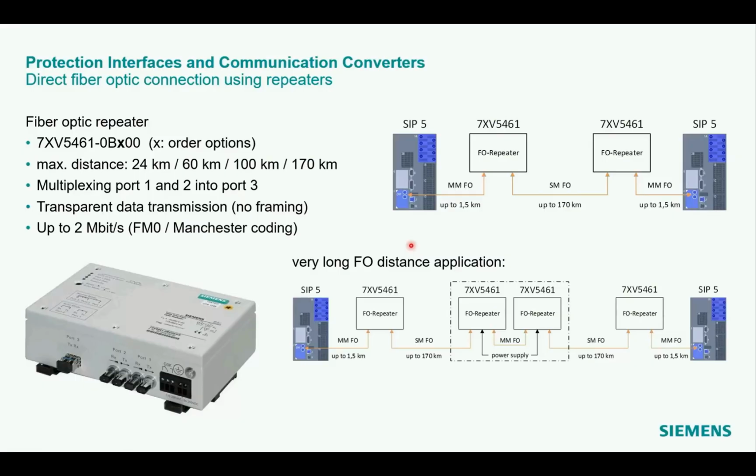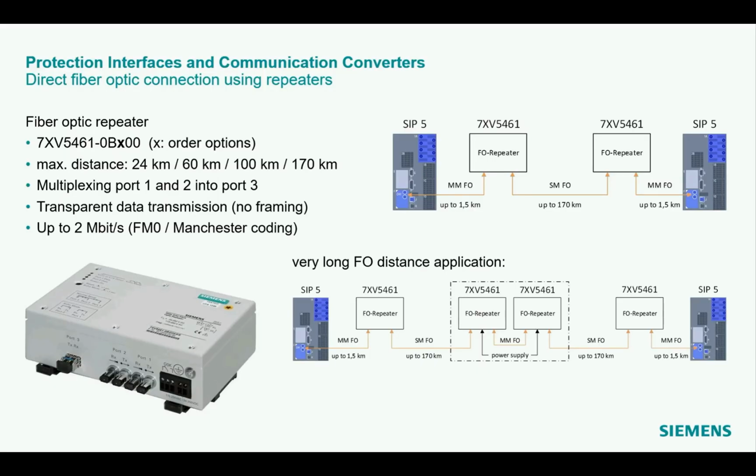Let's come to the communication converters available. If the maximum distance to be covered is higher than 100 kilometers, you can use an optical repeater to further extend this reach. The fiber optic repeater with the order code shown here has several order options. The X stands for the different types of SFPs. So the maximum distances to be covered are 24 kilometer, 60 kilometer, 100 kilometer, 170 kilometer. And there are also options for normal WDM.